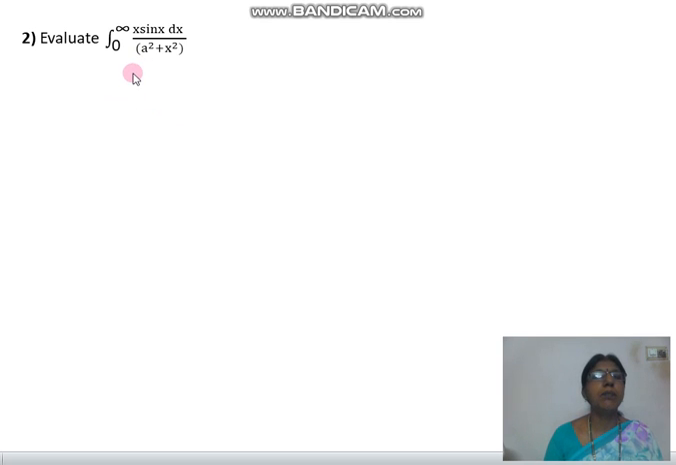See the next problem. Evaluate the integral from 0 to infinity of x sin x by a square plus x square dx. What is f of x? f of x is x sin x by a square plus x square. You observe here the x term, a square plus x square, and the sin x term is also there.